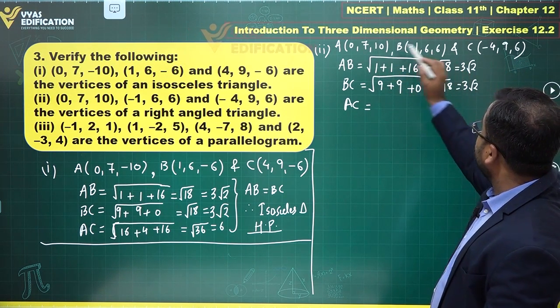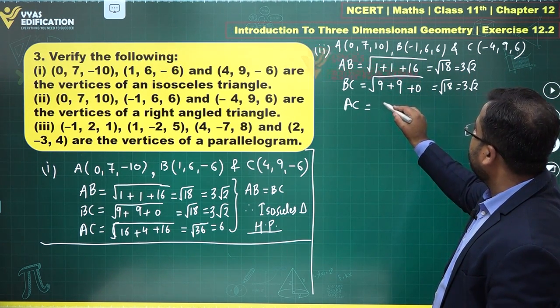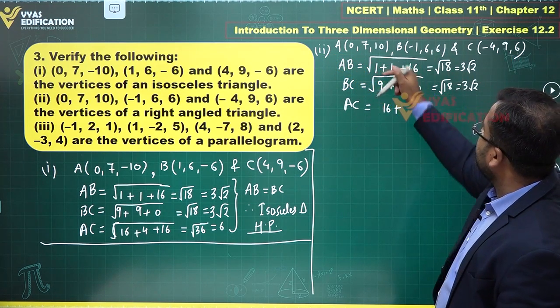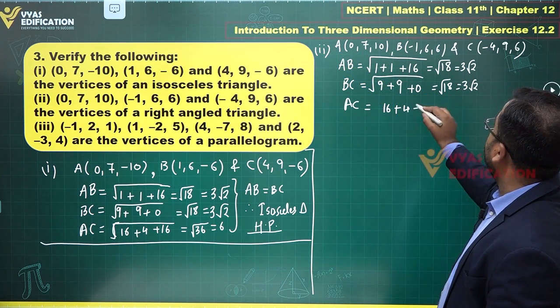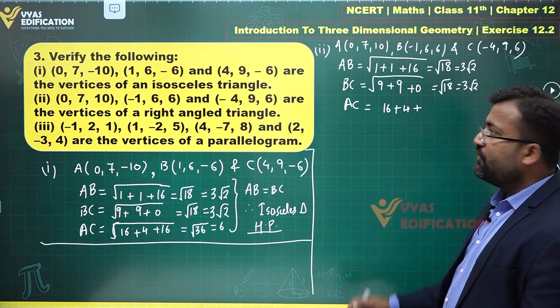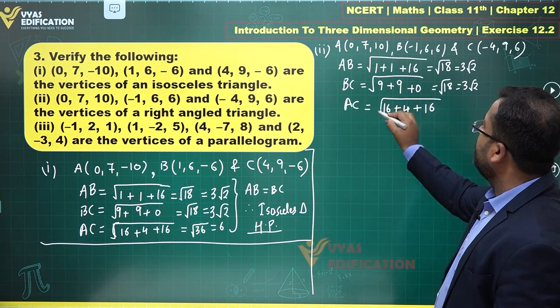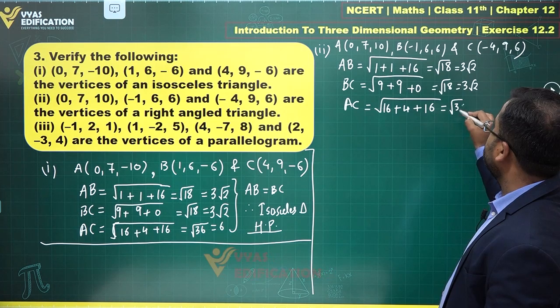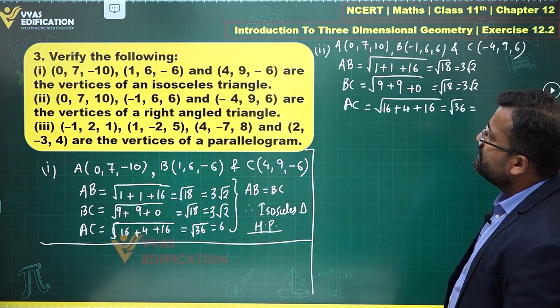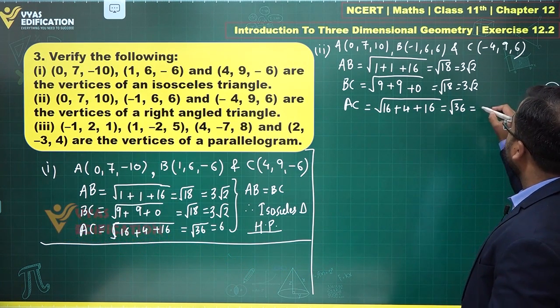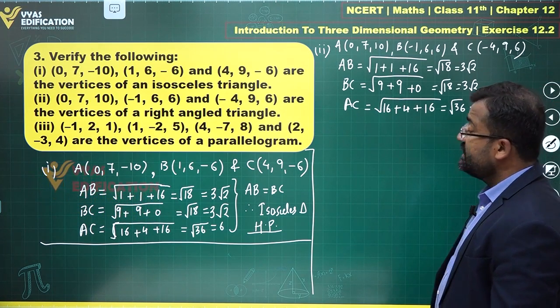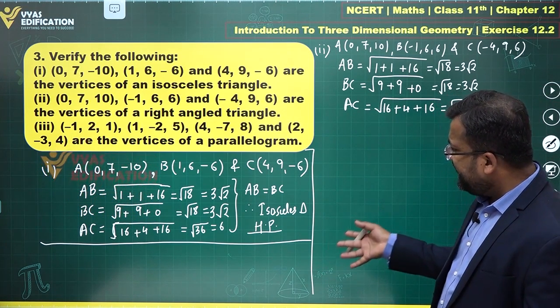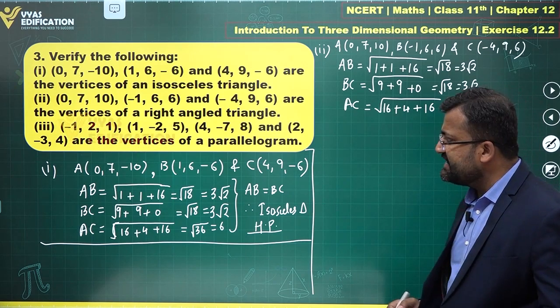Minus 4 minus 0 becomes minus 4 squared, which is 16, plus 9 minus 7, which is 2 squared, which is 4, plus 6 minus 10, which is minus 4 squared, which is 16, all under the root. This is the square root of 36, which is equal to 6. Yes, we get similar side lengths here also.